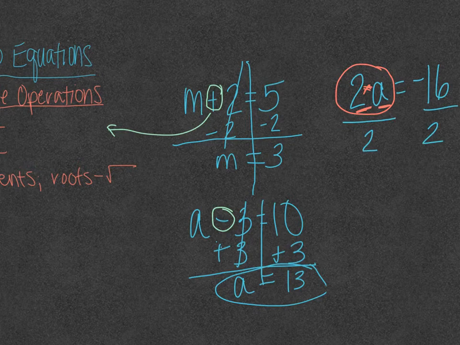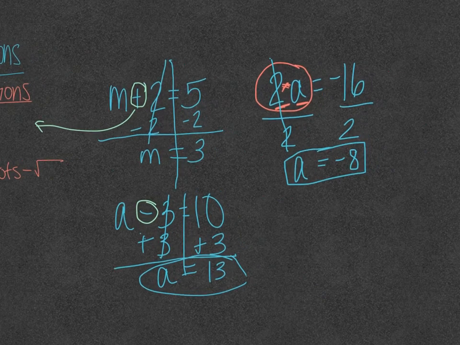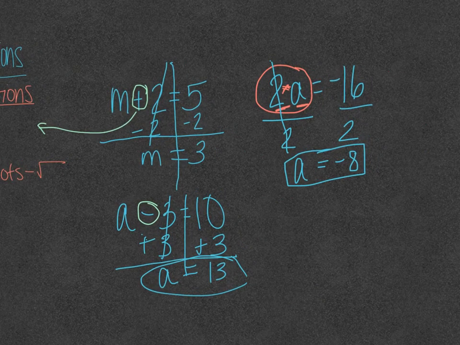So 2 divided by 2 is really 1. And then negative 16 divided by 2 is negative 8. A negative divided by a positive is a negative. Alright, we'll do one more like this, and then we will move on.